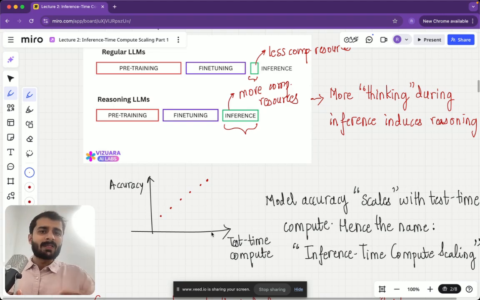There are a lot of nuances when I say this sentence. However, I want you to get an idea of why the word scaling is in inference time compute scaling. The reason is that as you increase the computation resources in the testing time, we see that the accuracy of the large language model typically tends to increase. We will look at more nuances about this statement as we follow this lecture.